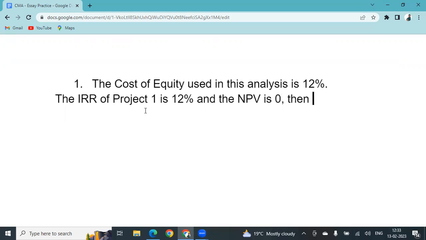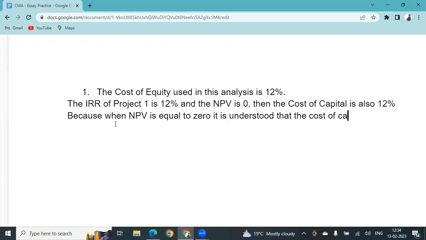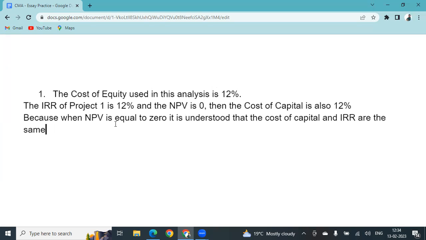Then the cost of capital is also 12%. Now, why is it 12%? Because when NPV is equal to 0, it is understood that the cost of capital and IRR are the same. It is because these two are the same.